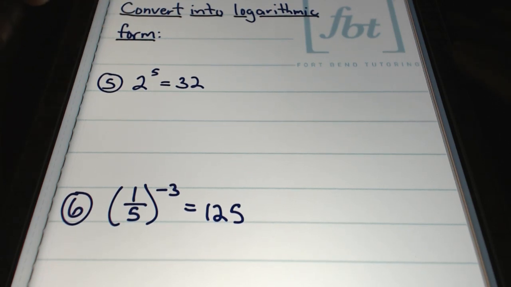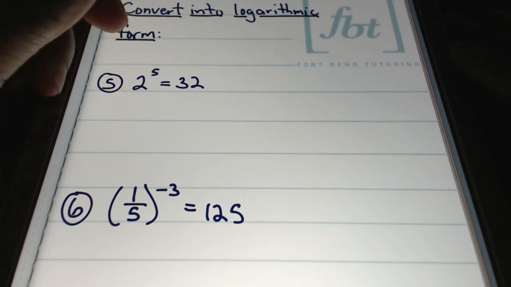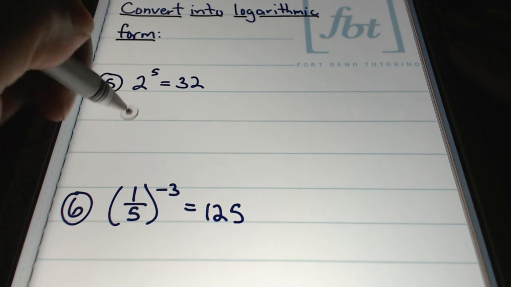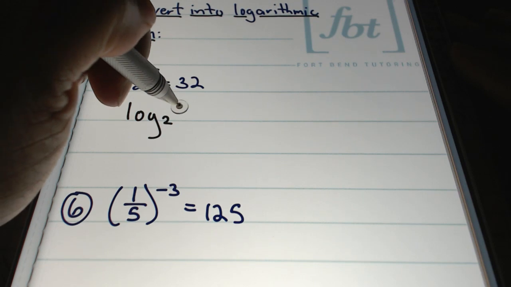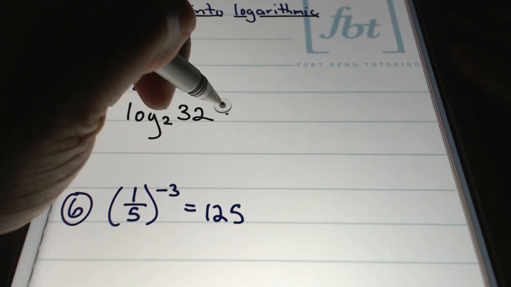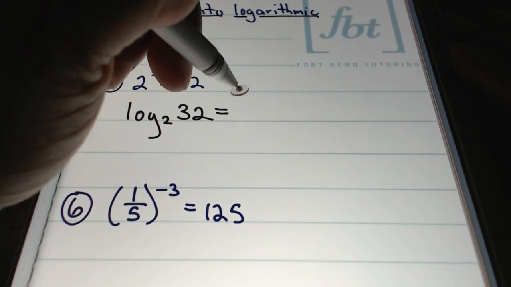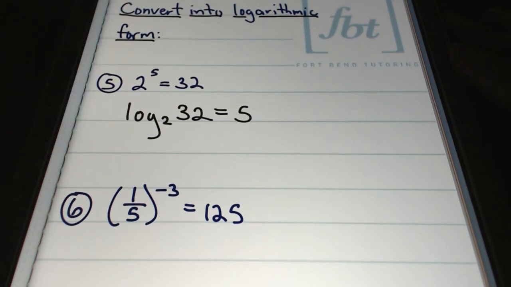We have the base being 2. So we're going to say log of base 2 with our argument being the right side, which is 32, set equal to the exponent, which in this case is 5. So here we have the logarithmic form of our exponential equation for number 5. We're going to red box this.